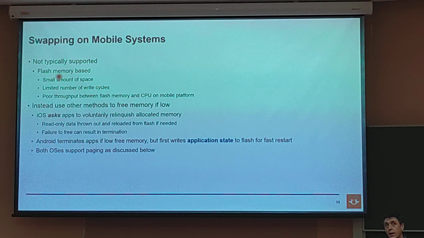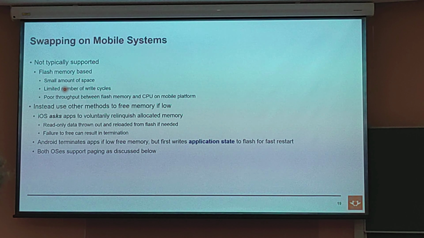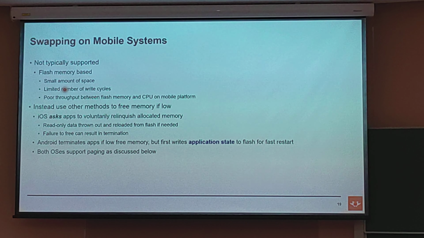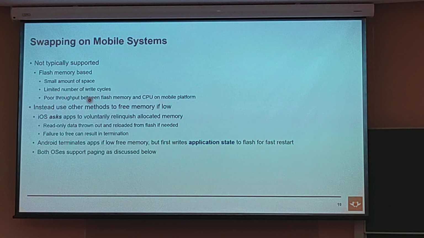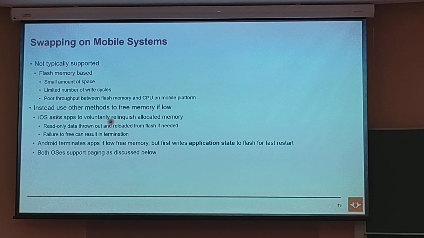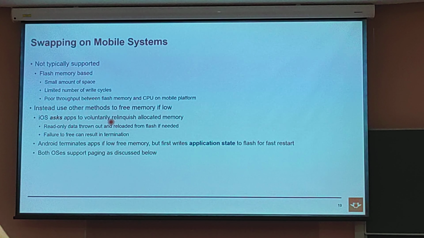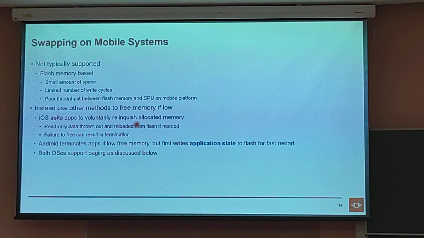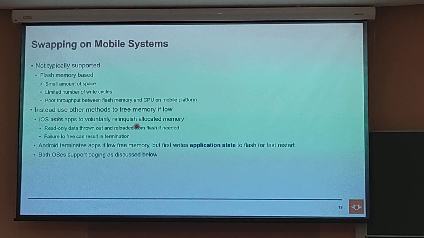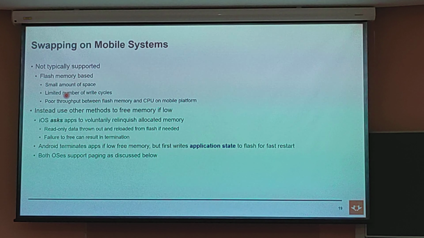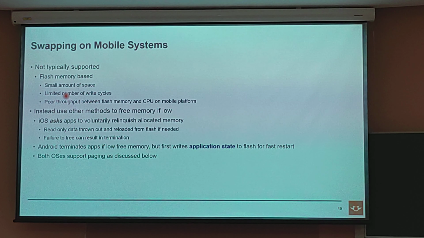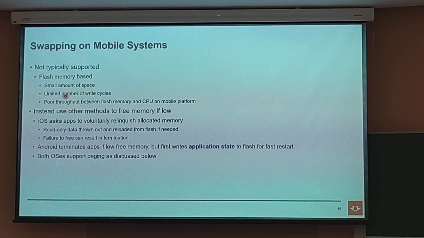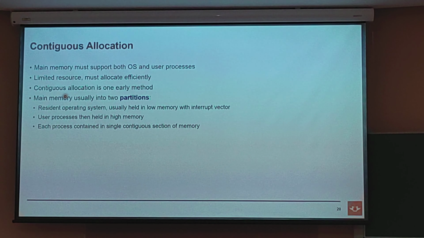Another reason is that your flash memory isn't typically that large, so setting aside some place on your flash memory just for swapping isn't always realistic. And it's typically also not that fast, with throughput between the flash memory and the CPU on mobile platforms. Typically what operating systems do is ask the process to voluntarily relinquish certain allocated memory to them. Not that important, but what I want you to understand is that with mobile operating systems, you typically don't get much swapping happening. There are other means that they use to implement it.